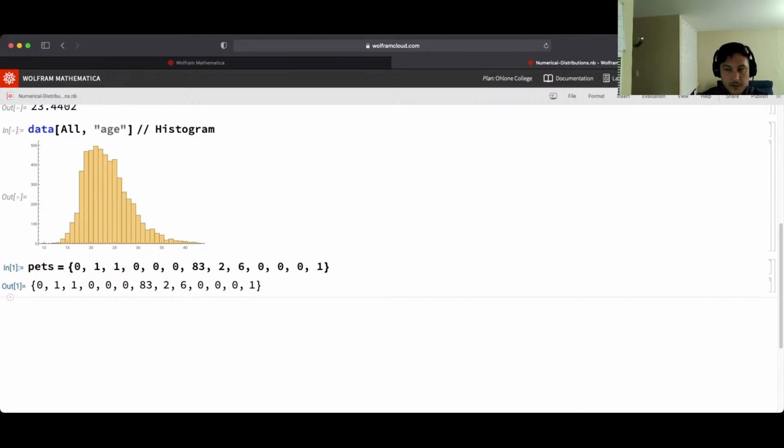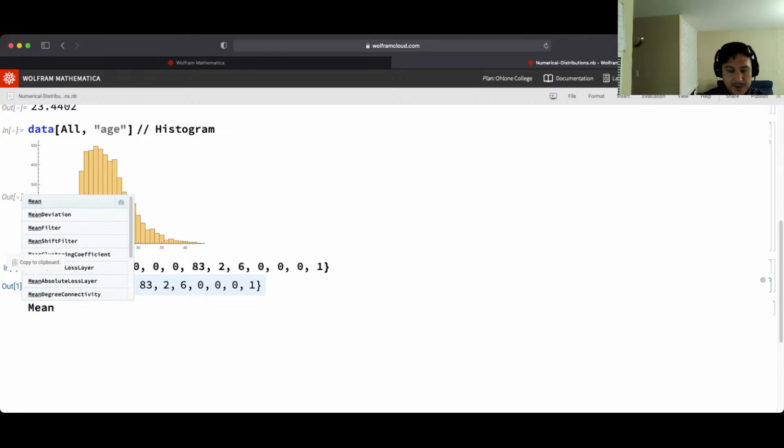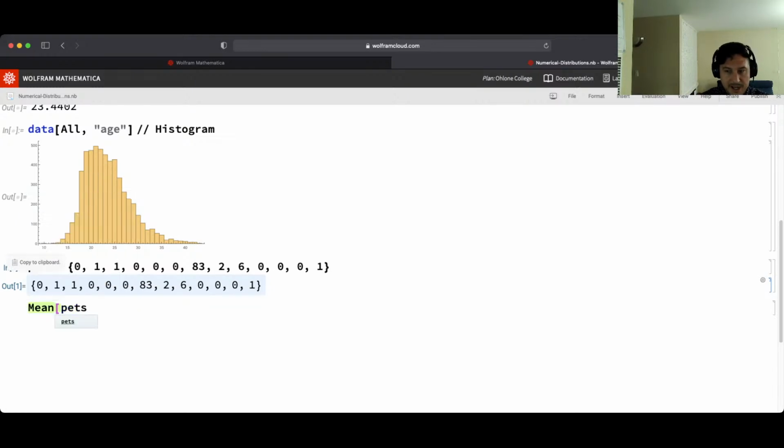Now, let's say you want to know what the mean is. You type in mean and you say mean pets. Boom. It will give you a number. Sometimes if it gives you a fraction, you have to put //n, and it will turn it into a decimal for you. So apparently, what is the typical number of pets here? 7.2.